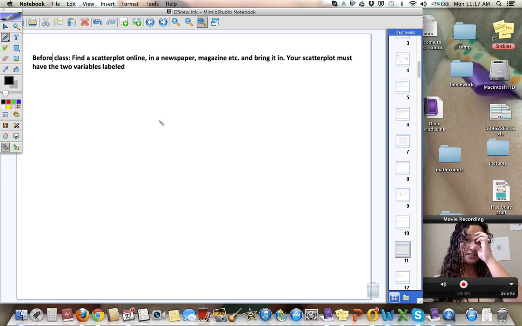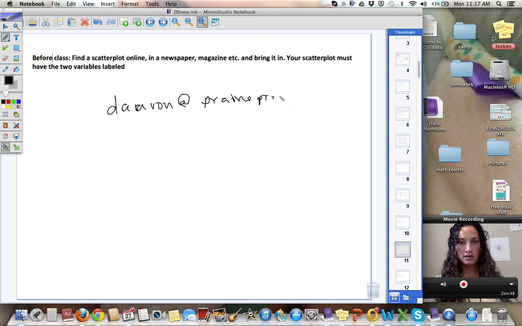And then before class, find a scatter plot online or in a newspaper or magazine and bring it in. I want you to print it off. If you don't have anything to print it on, email me your scatter plot at darnaar@prairiepride.org. If you don't have a printer, you're doing this. If you have a printer, print it off. Find it, or cut it out of the newspaper. I want you to find your own scatter plot. All right.